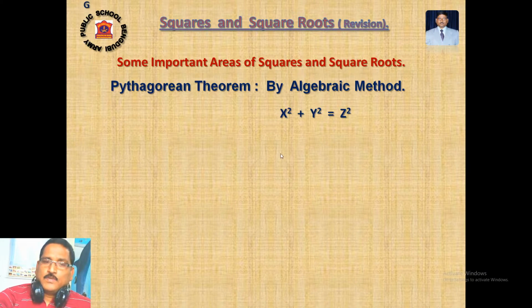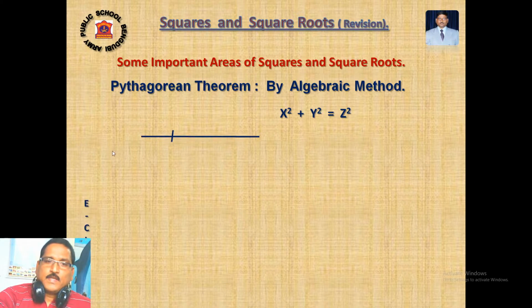So algebraically, x square plus y square is equal to z square. How is it x square plus y square equals z square? That we have to prove. This is new, I am just telling you today. You remember it. Earlier I had not shown you, as time was short.